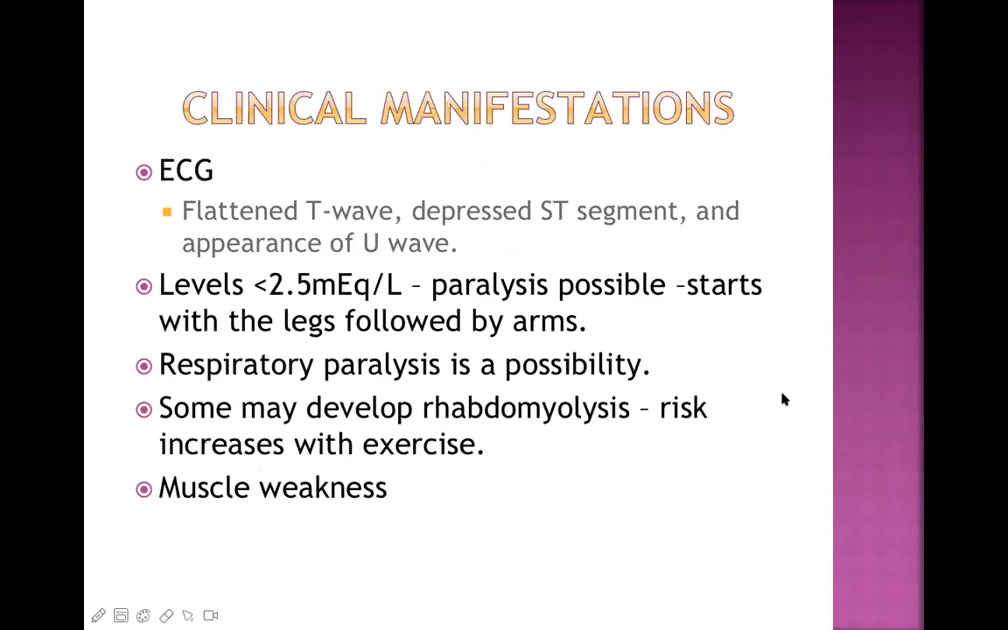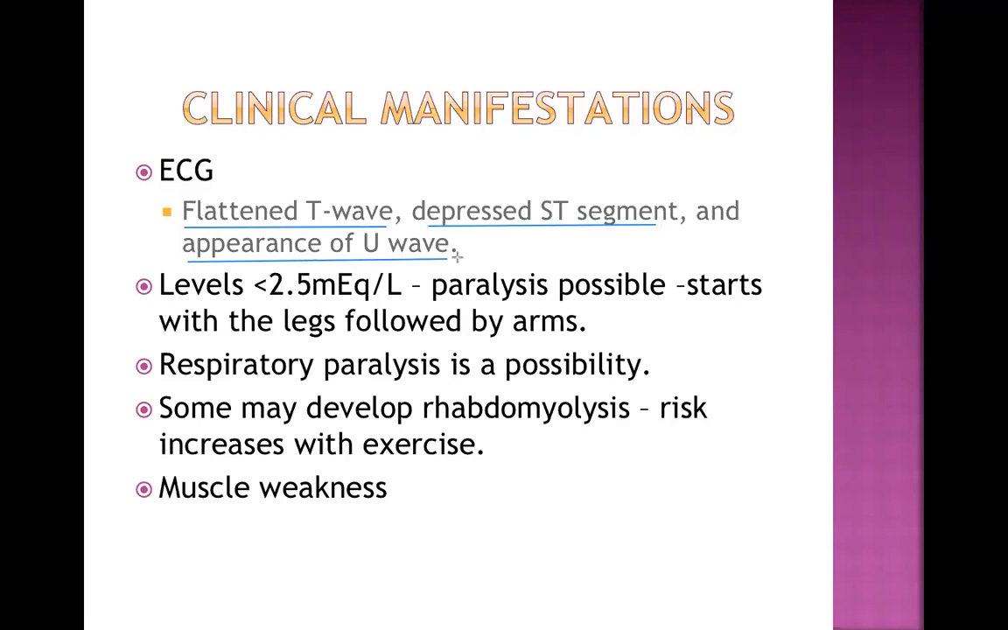So after knowing the causes of hypokalemia, let's talk about the clinical manifestations of hypokalemia. Let's start with ECG changes. Just like hyperkalemia, hypokalemia can also produce ECG changes, or it can have some effect on our heart. Those are flat T wave. Remember, exactly opposite of hyperkalemia. There it was tall and tented T wave. In this situation, the T wave is flat. There is depressed ST segment, and the most important point, there is appearance of the U wave.